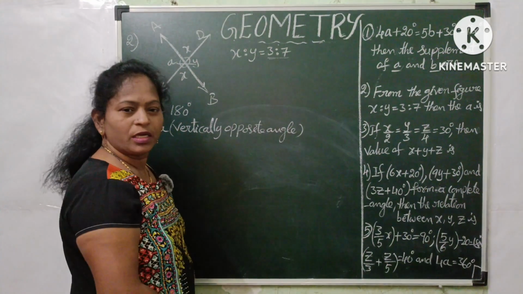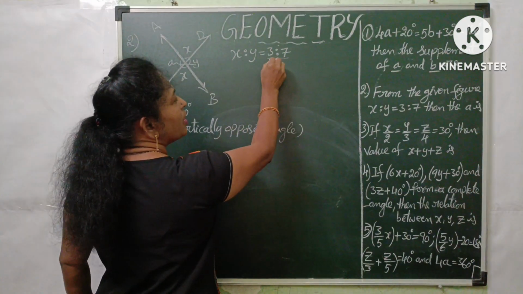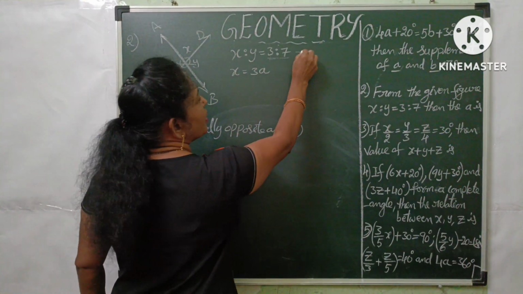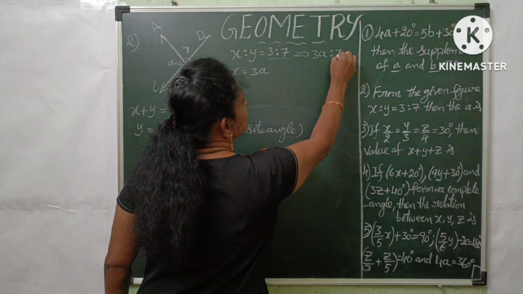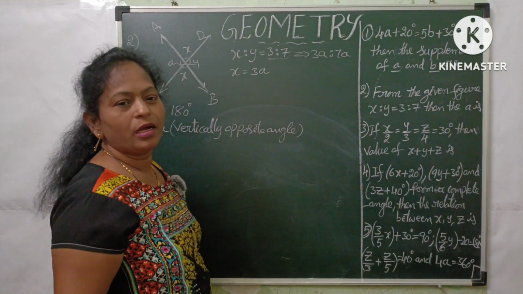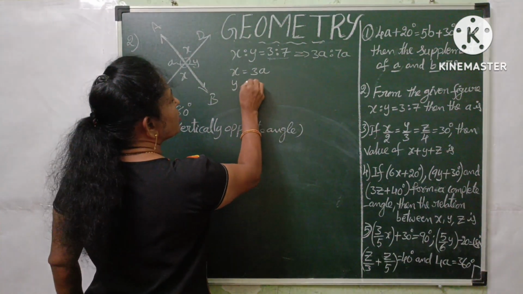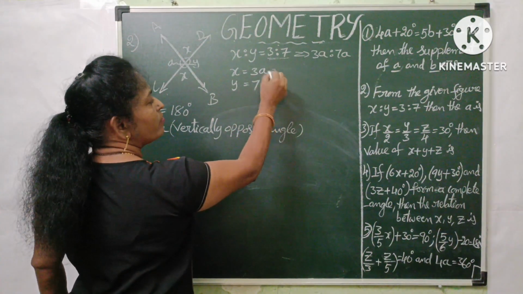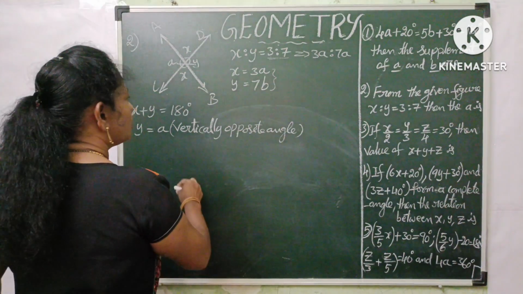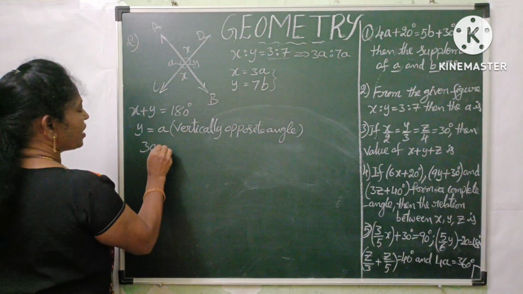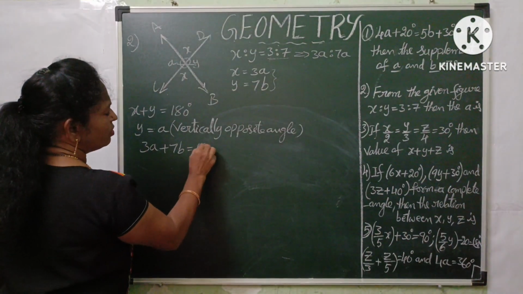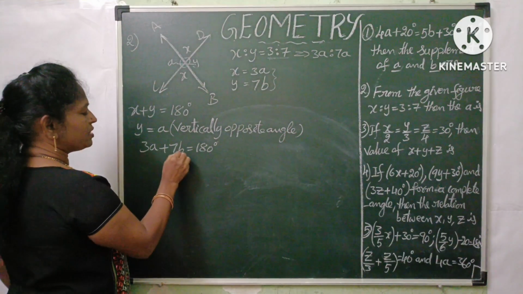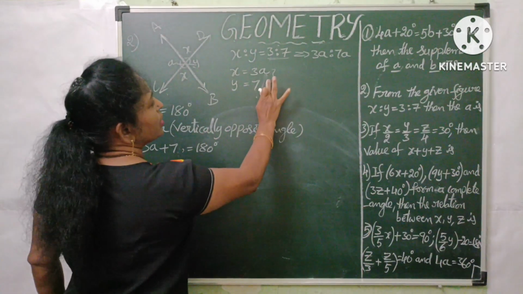We don't know the exact angle. So let us take a as an angle. So x equal to 3a. Then it is 3a is to 7a. Unknown angle we have taken as a. And y equal to 7b. These two sums should be 180 degrees. So that is equal to 3a plus 7b equal to 180 degrees. It is x, y straight angle. Okay. 3a plus 7b, 7a.